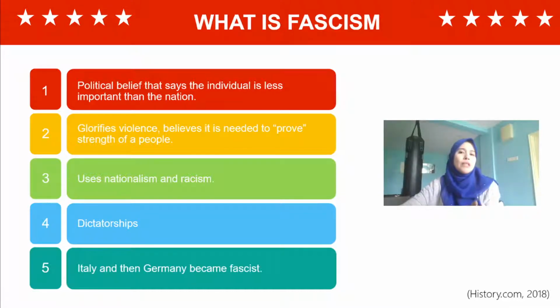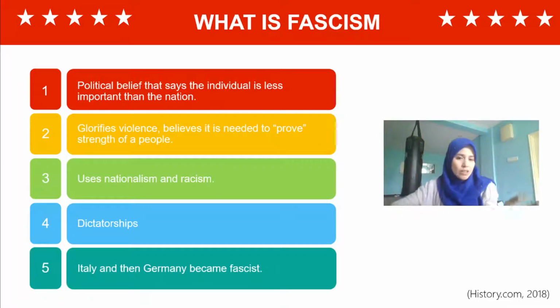Because this is very well known in the time of Nazi Germany, in the time of World War II. It is a political belief that says the individual is less important than the nation. So whatever people do, whatever state decision is actually for the nation, for the collective good. But unfortunately, the collective good is not in the right manner, whereby they always feel that in order for a group of people or a country to be known and respected, you need to glorify violence. They believe that it is needed to prove the strength of a people.